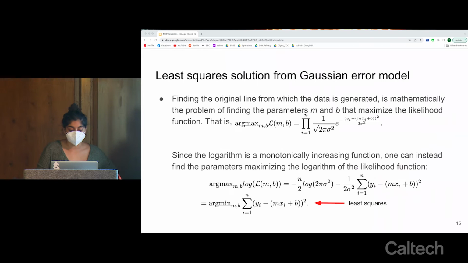Then you can optimize the log likelihood, or the likelihood. And all I mean to say by this is that what you get out is the exact same solution, the least squares solution.